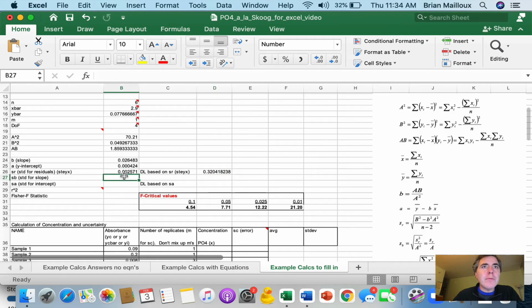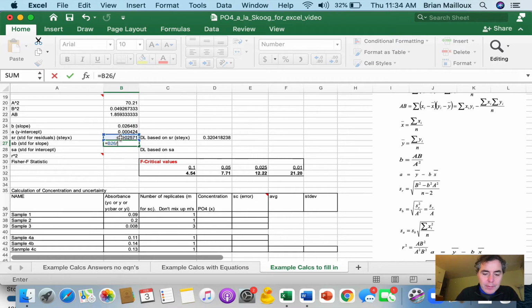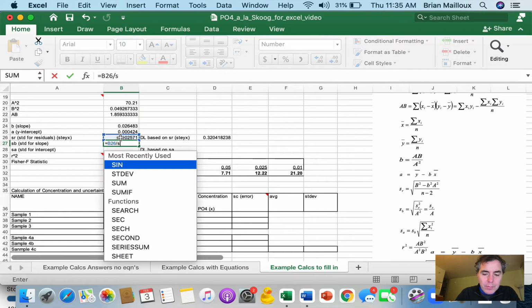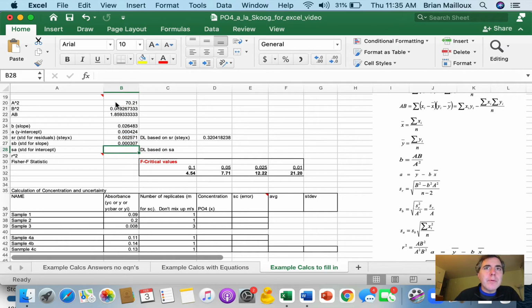Then we'll calculate the standard deviation for the slope, SB. If we look over here for SB, it's the square root of SR over A. So we're going to do this: equal to SR divided by the square root of A squared. We get 0.00307. So we are in.